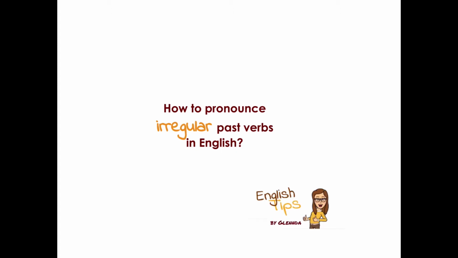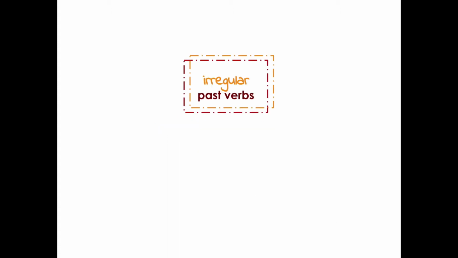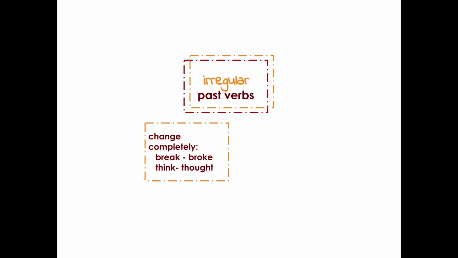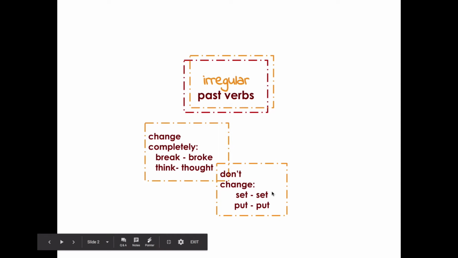What is so irregular about past verbs? Well, first of all, they usually change completely. For example, break in the present is broke in the past. Think, thought. So as you can see, the verb changes completely in the way we spell it and also the way it is pronounced. Another reason why they can be irregular is because they sometimes don't change at all. For example, set in the present remains set in the past. The same thing happens with put.